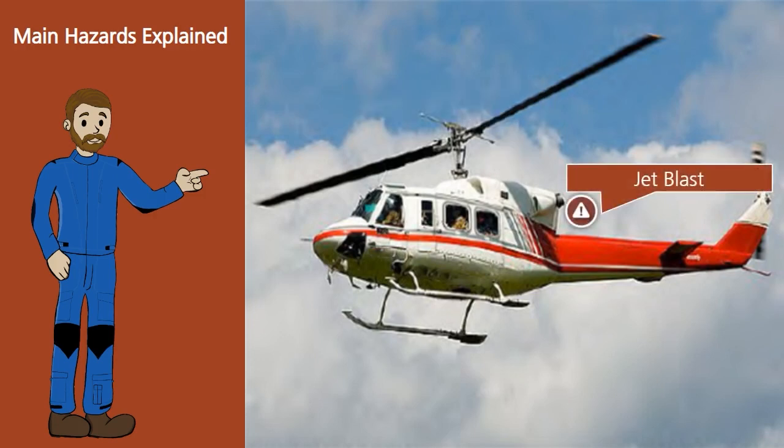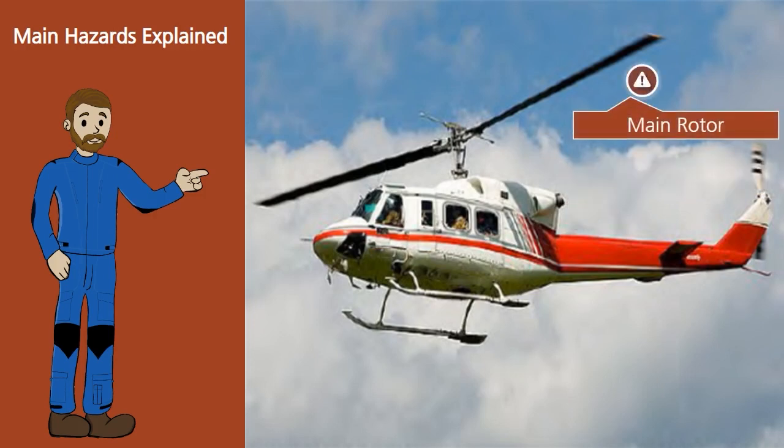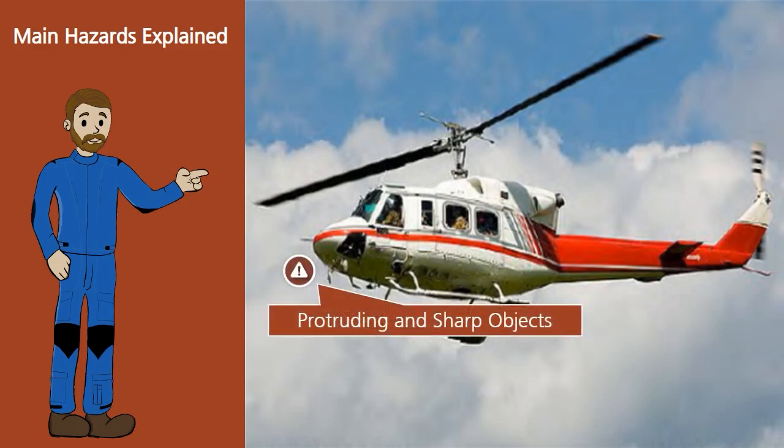Jet blast. Jet engines produce a loud, hot blast from the exhaust port of the turbine engine. Main rotor. On flat ground, the main rotor is about 1.5 to 3 meters above the ground depending on helicopter type. However, when the helicopter is on a hillside, the main rotor is much closer to the ground on the uphill side.